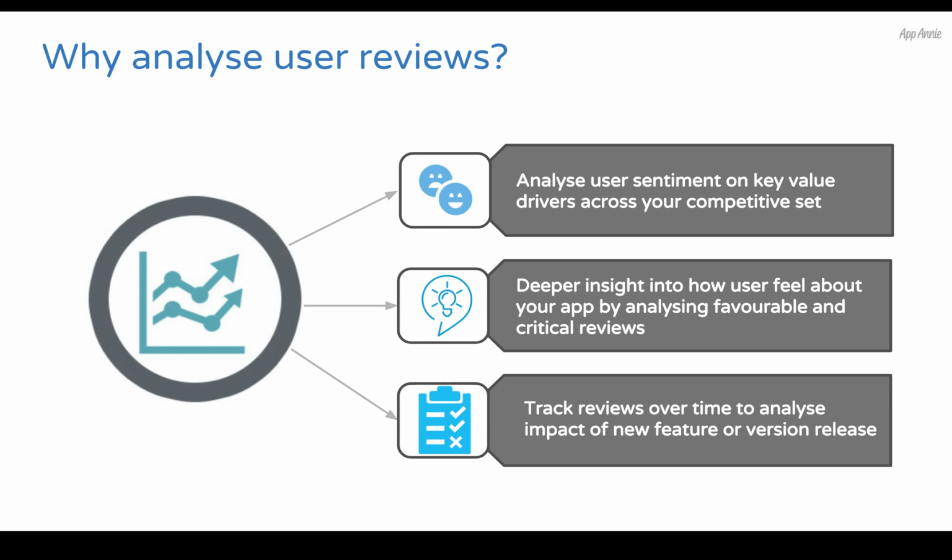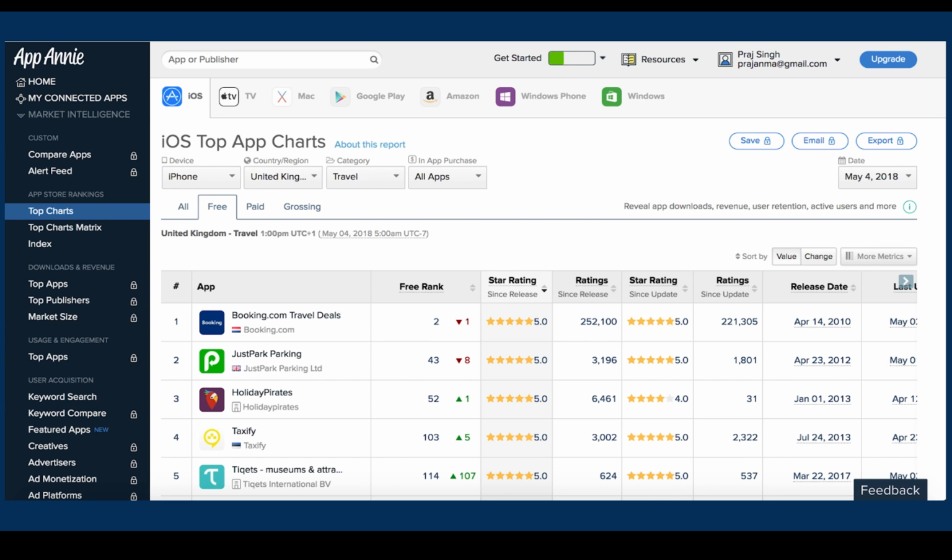Why should we analyze user reviews? Reviews can give you first-hand information on how users feel about your app. So first and foremost, analyzing reviews can give you insight into user sentiment on key value drivers for your app as well as your competitor app. You can analyze favorable and critical reviews to get in-depth insight into what users feel about your app. And lastly, tracking reviews over time can help you get insights into user sentiment around a new feature or version release. So let's see how you can analyze user reviews using Apani.